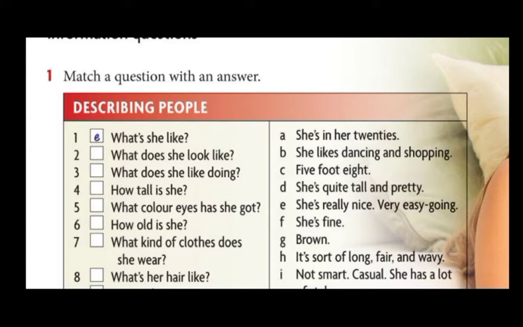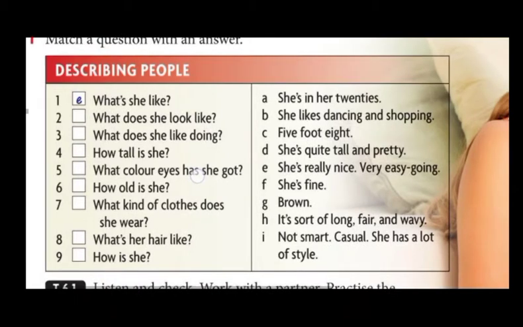All right. Number five, what color eyes has she got? The answer must be G, brown. Number six, how old is she? And the answer must be A, she is in her 20s. All right. Number seven, what kind of clothes does she wear? And the answer must be I, not smart, casual. She has a lot of style.